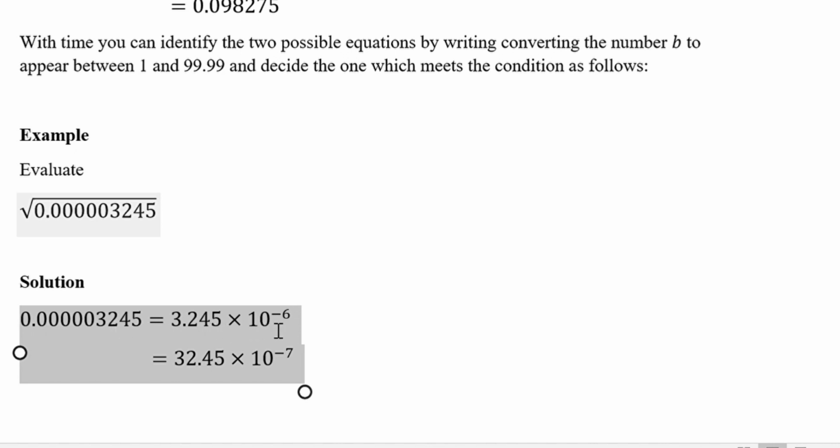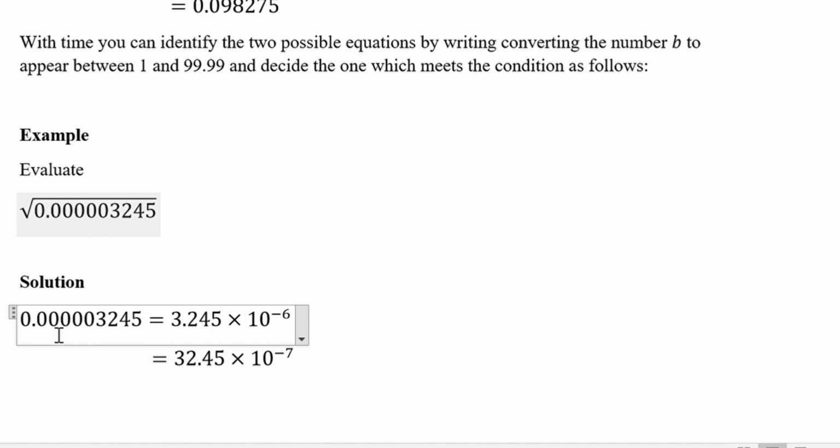That's why we have 10 raised to the power negative 6, because we have moved the decimal to the right, sorry. Then the other instance is when we bring the decimal here. In that case, we shall have the number as 32.45 times 10 raised to the power negative 7, because we shall have skipped 7 digits from here up to here. Now, amongst these two, which one meets the conditions that we set? It's actually the first one, because the second one, although this number is between 1 and 99.99, the power is not even. So this is the number we use.